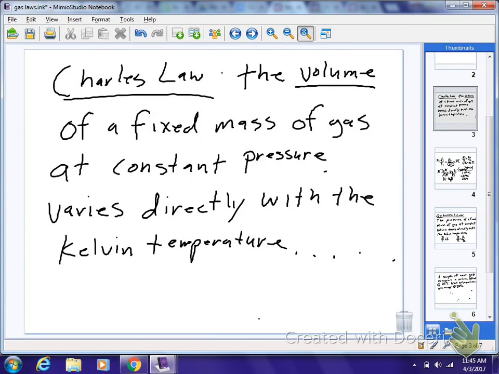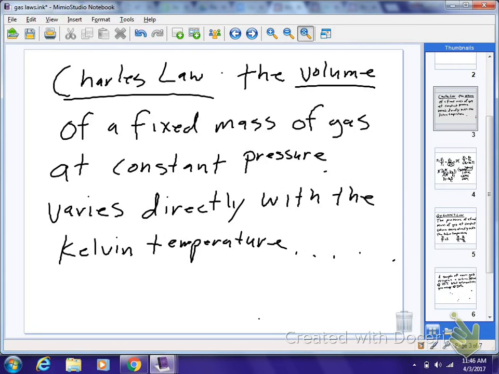We have Charles' law that says the volume of a fixed mass of a gas. Fixed means we can't change it. So, do you guys see why this gas is fixed in here? It's fixed because I'm not letting any air in and out. It's sealed. The balloon seals it. So all I have in there is that air. Okay?